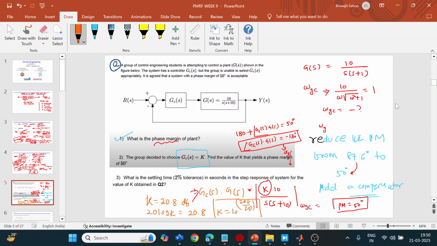Can anybody find out this value? 20 log k is equal to 20.8. What is the value of k? k is equal to 10 to the power 20. Let's say I'm assuming that my k is equal to some 10. Okay, let me assume that.